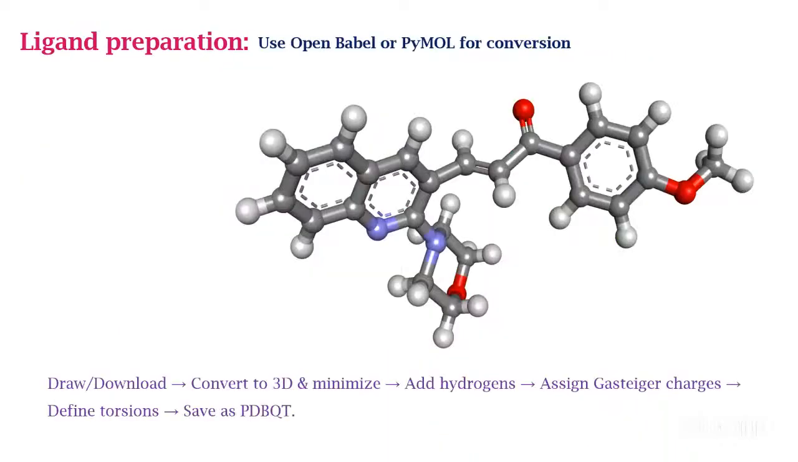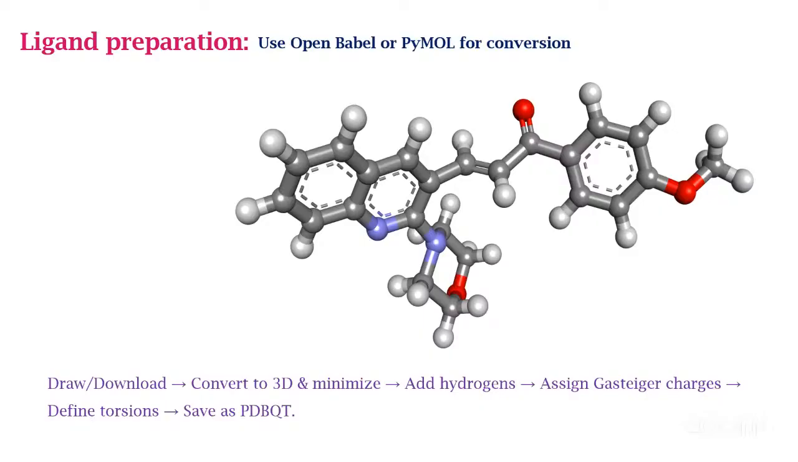Then we have to prepare the ligand. The ligand is our synthesized compound. We can prepare this ligand in different ways, but for our study, we prepare it in ChemDraw, then ChemDraw 3D, and we can convert the file format from SDF to PDB format using OpenBabel. That involves some steps we will see in the demonstration.